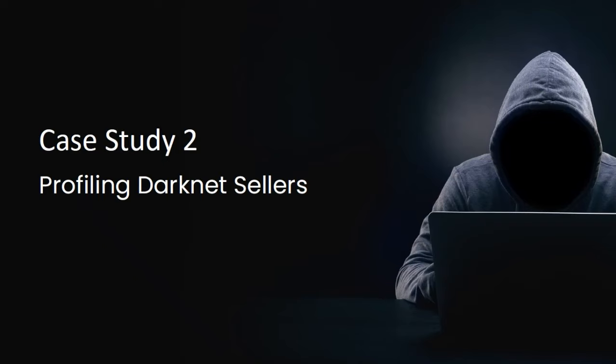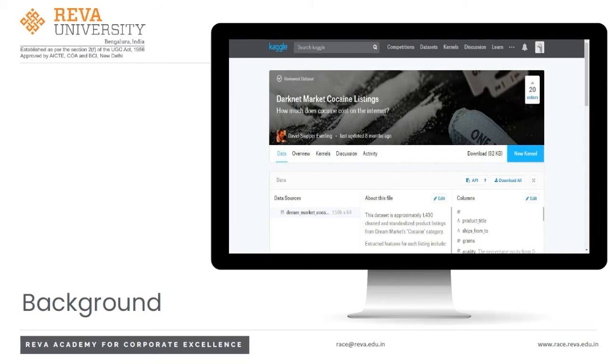Now, if you recall, in the types of analysis, I was just speaking about administrative case analysis, wherein we spoke about lead generation and such things. Case study 2 belongs to this area of crime analysis. Now, most of you would have heard of Darknet.